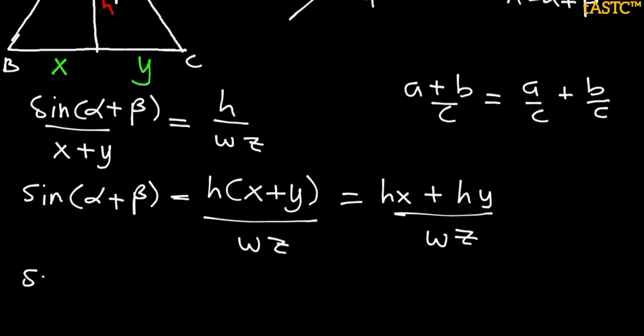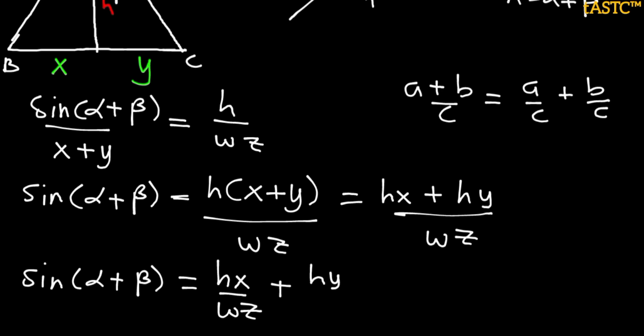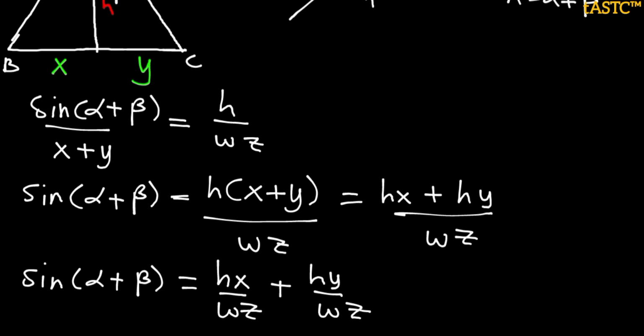So in this case, we're going to have sine of alpha plus beta. That is HX divided by WZ plus HY divided by WZ. Now in this case, I'm going to go back to the original stuff that we said before. So I need to scroll these a bit lower now. Take this down.